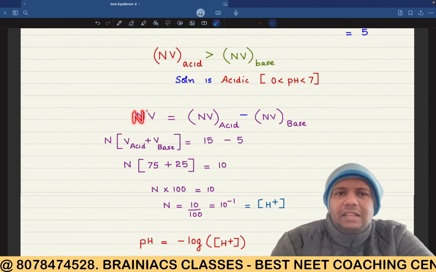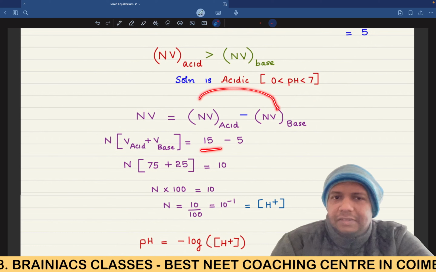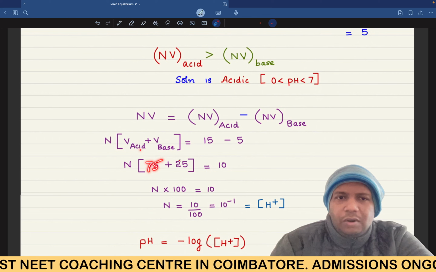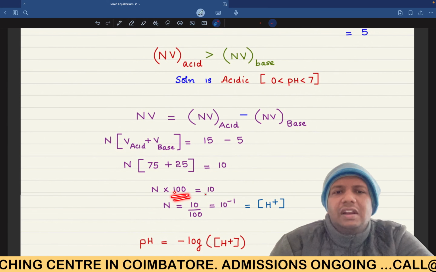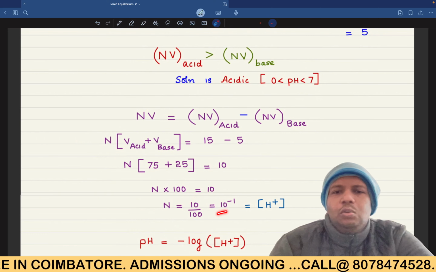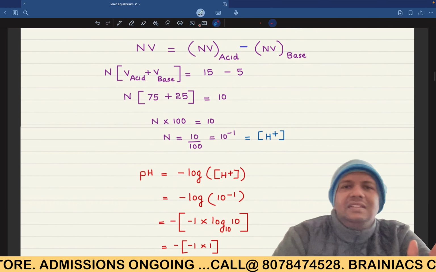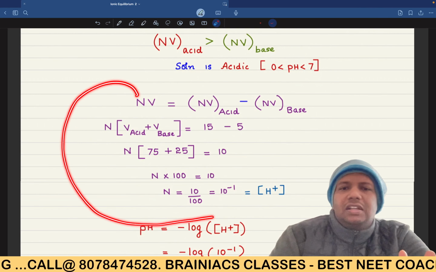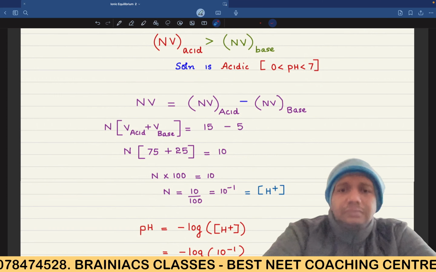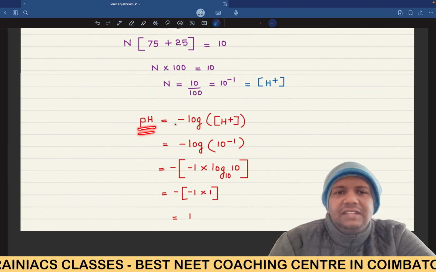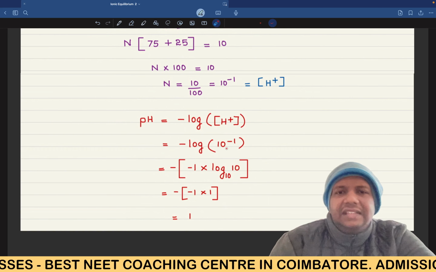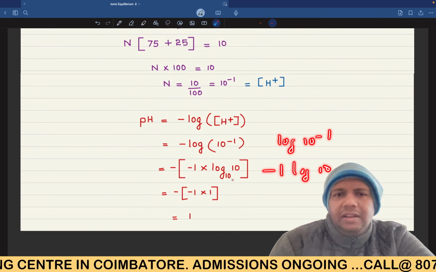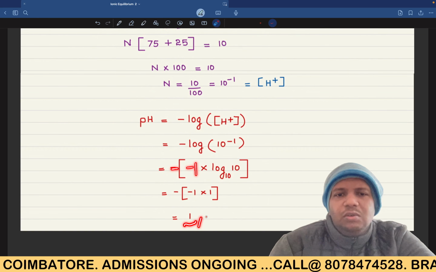Now you do the subtraction. What we did in the previous case, NV is equal to NV acid minus NV base. So 15 minus 5 becomes 10. Volume of the acid is 75, volume of the base is 25, so it becomes 100. So 10 over 100, you are getting 10 power minus 1. And since the solution is acidic, this N value gives you the H plus ion concentration. So pH is equal to minus log of H plus ion, that is 10 power minus 1. So minus 1 log 10, and minus of minus 1 gives you the value 1.